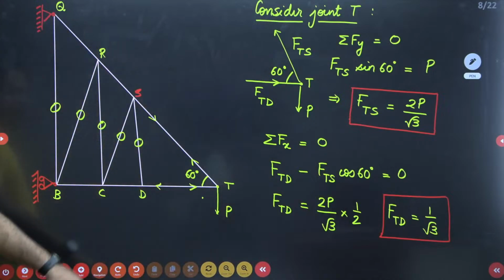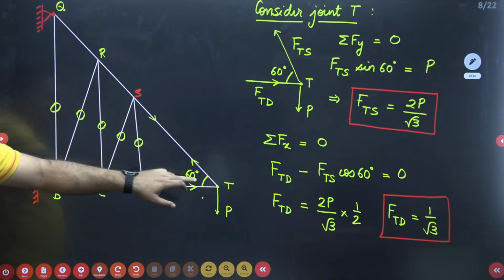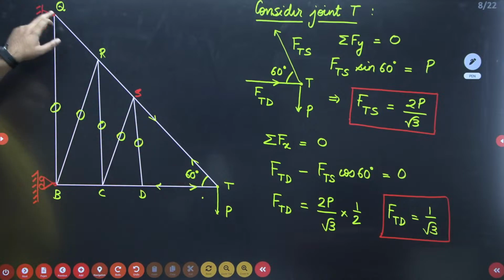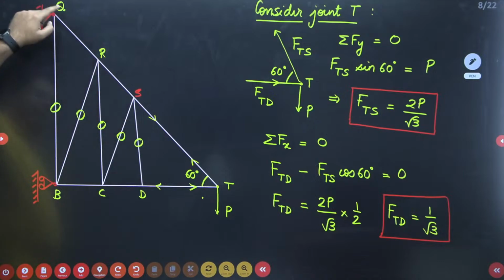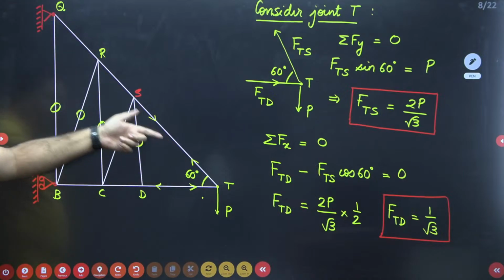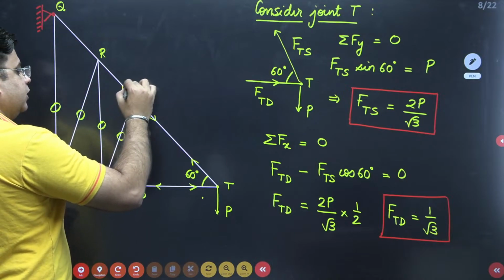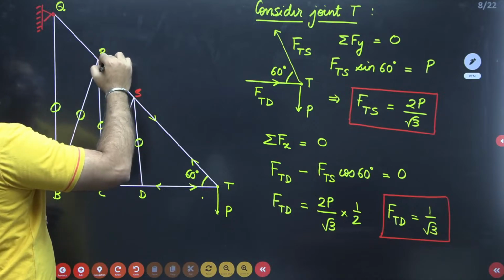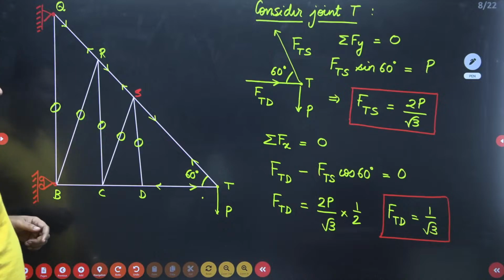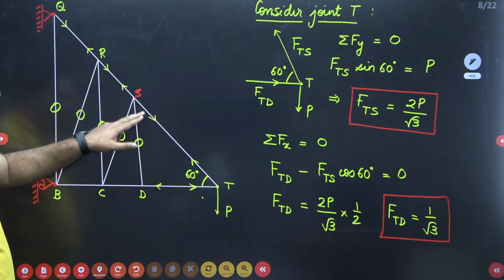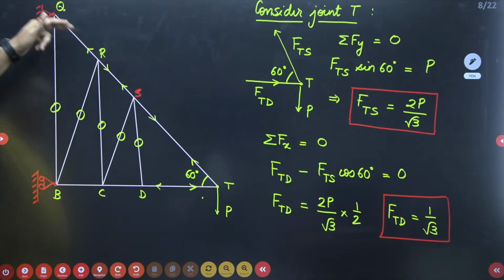Okay, so we have determined the force in the member TD and the force in the member TS. Now first we consider this line. Members TS, SR and RQ are in line, so the member forces will be equal in nature. So from here I can write force in the member TS is equal to force in the member RS is equal to force in the member RQ.